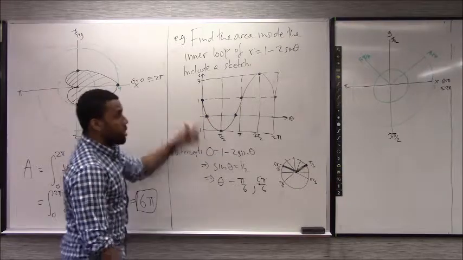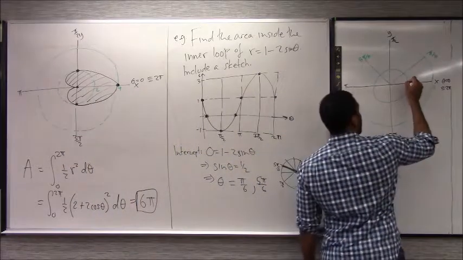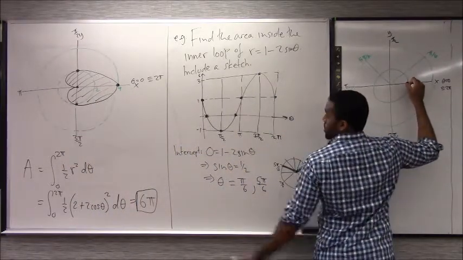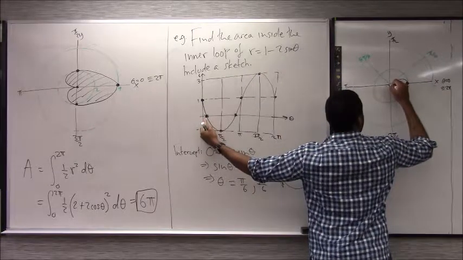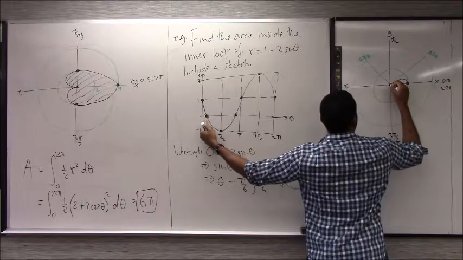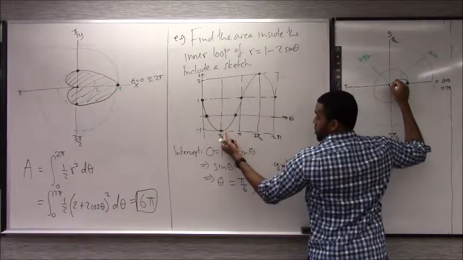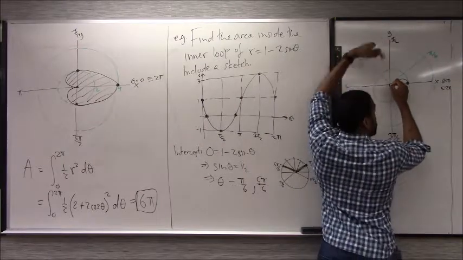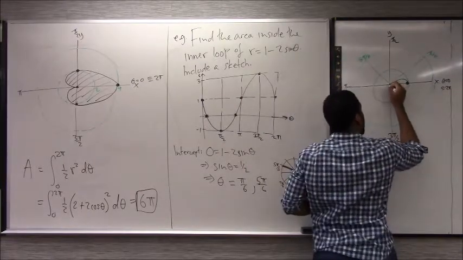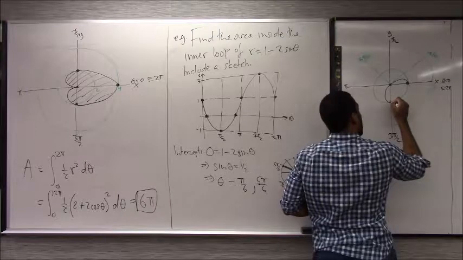So when theta is 0, I start at 1, so I'm here. I hit 0 at pi over 6, so I come here, and I'm at the origin. Then I move to pi over 2. Notice at pi over 2, I'm at minus 1. That means I don't go towards pi over 2, I go in the opposite direction on the circle of radius 1, and I end up here.